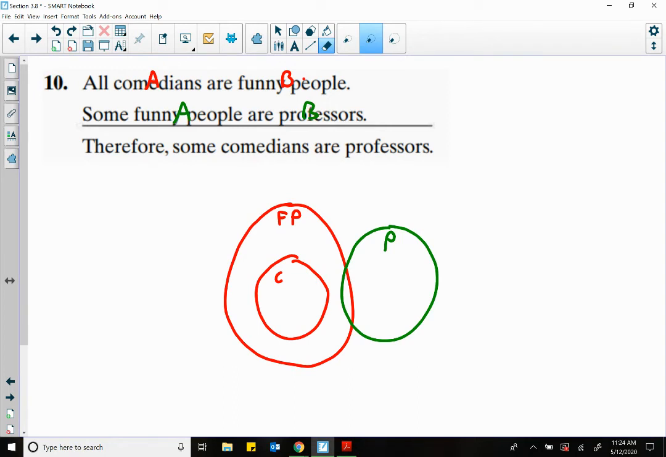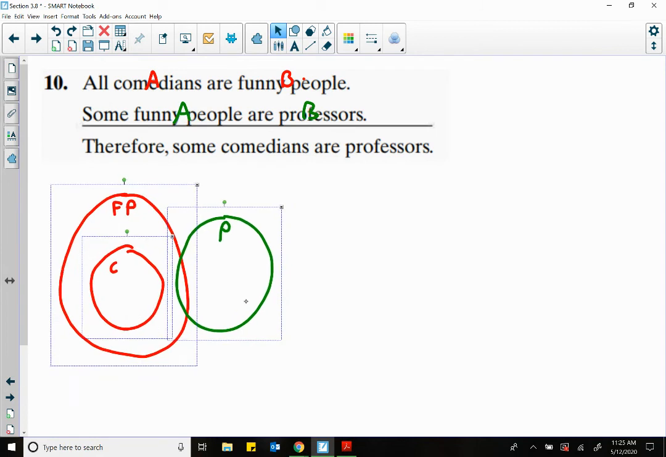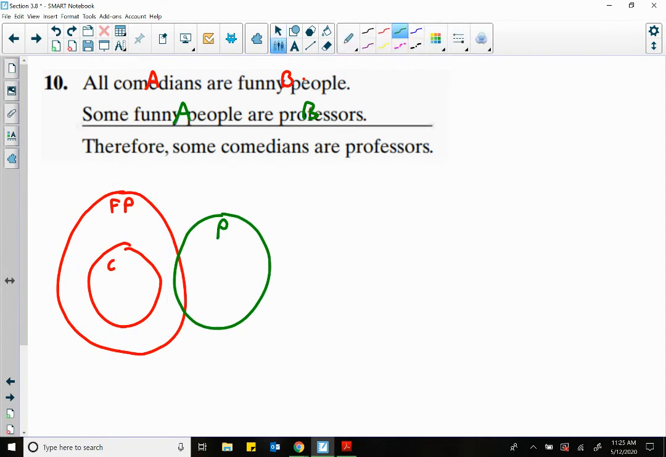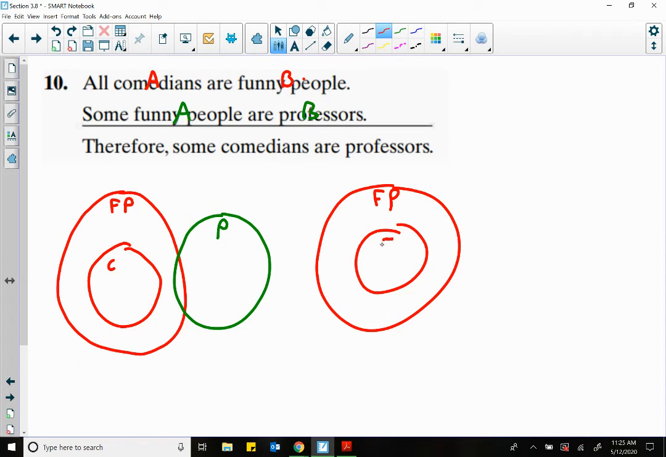Now the question is, is there any other way to draw this? Absolutely. There are other ways to draw this. Let's take a look at those. So this is one way. So another way, if I got funny people, comedians, what about that? Is that still okay? Do funny people and professors still overlap? Absolutely. Just now there's a little bit more overlap over here with comedians. Okay?